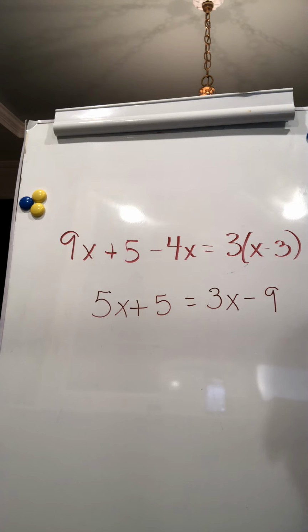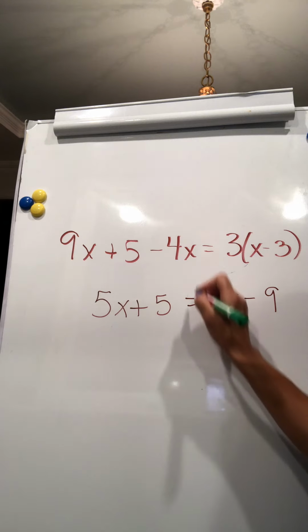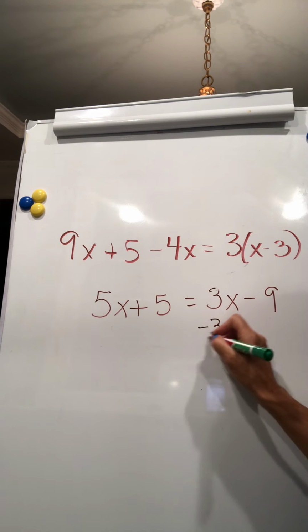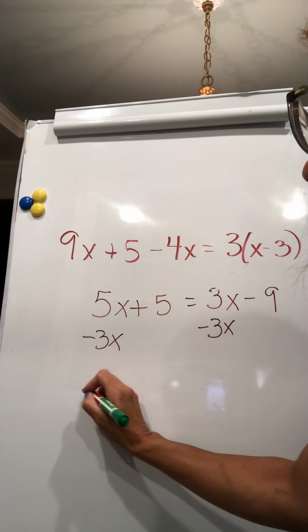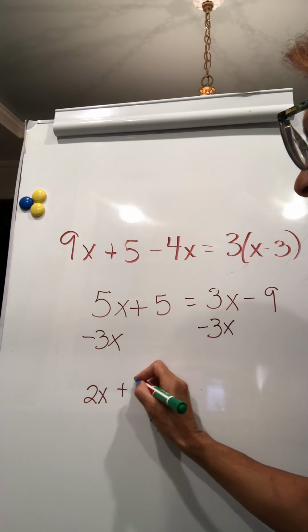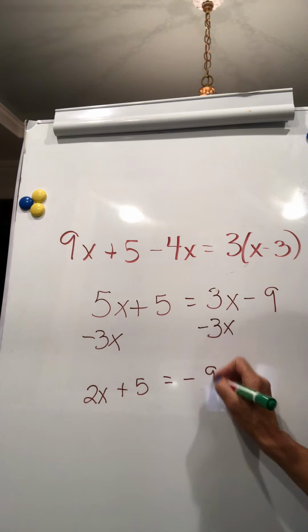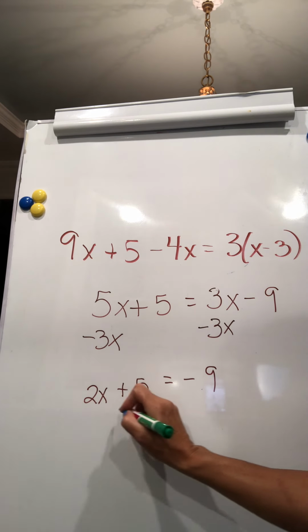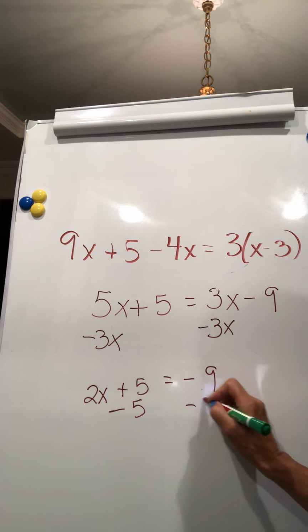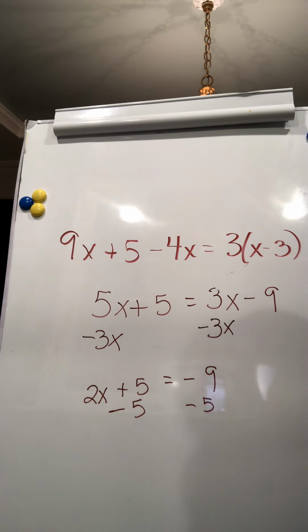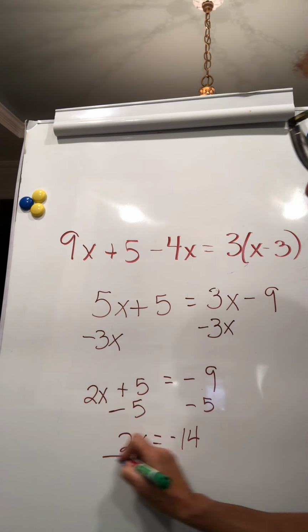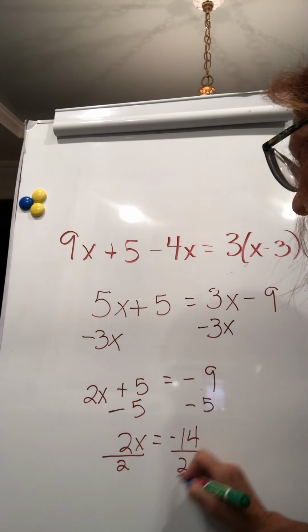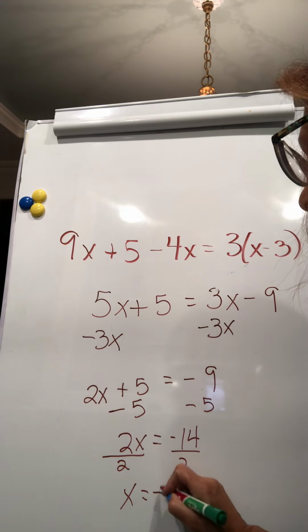Now to solve the equation, I want to get the variables on one side and the numbers on the other side. So what I'm going to do first is subtract 3x from both sides. So I get 2x plus 5 equals negative 9. And then I'm going to get the numbers on this side, negative 9 minus 5 on each side. So I get 2x equals negative 14. Divide by 2, x equals negative 7.